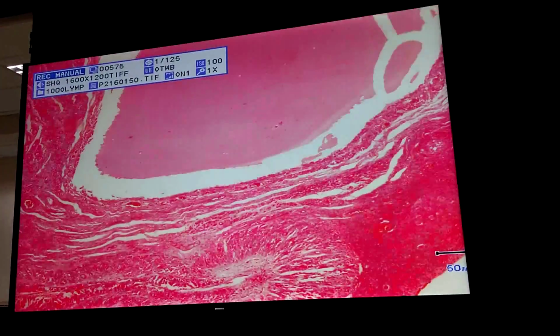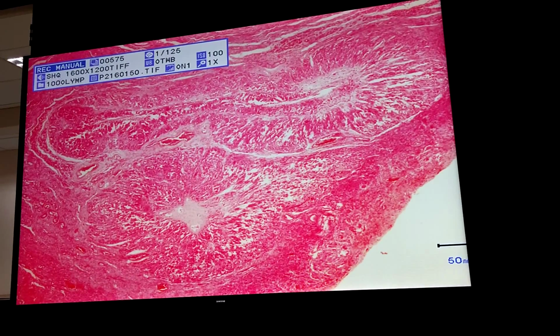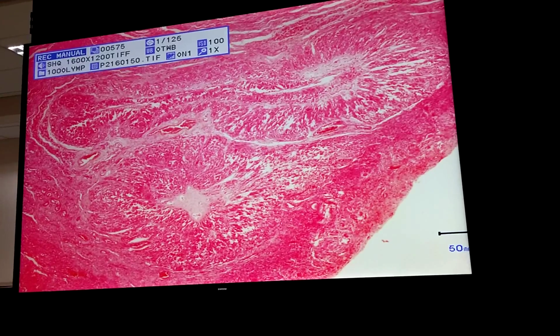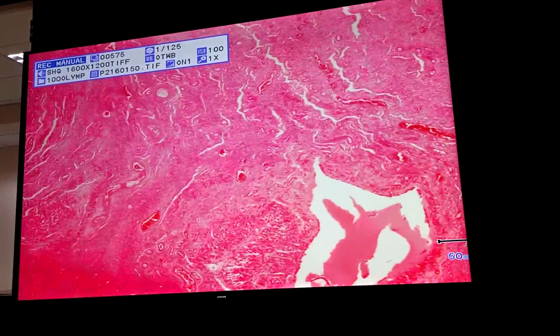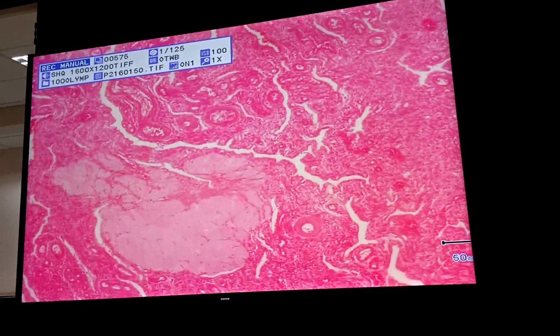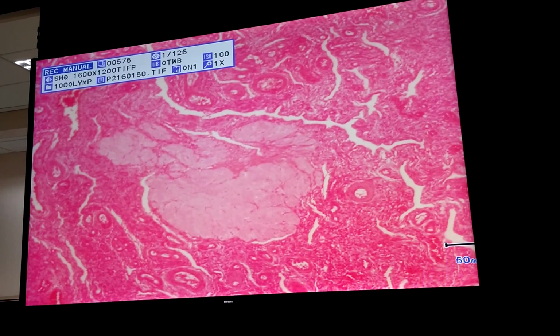the Graafian follicle will become transformed into corpus luteum, such as those shown. And then, after 14 days, if there is no fertilization, the corpus luteum will become transformed into the corpus albicans, the characteristic appearance of a corpus albicans. That structure represents that.